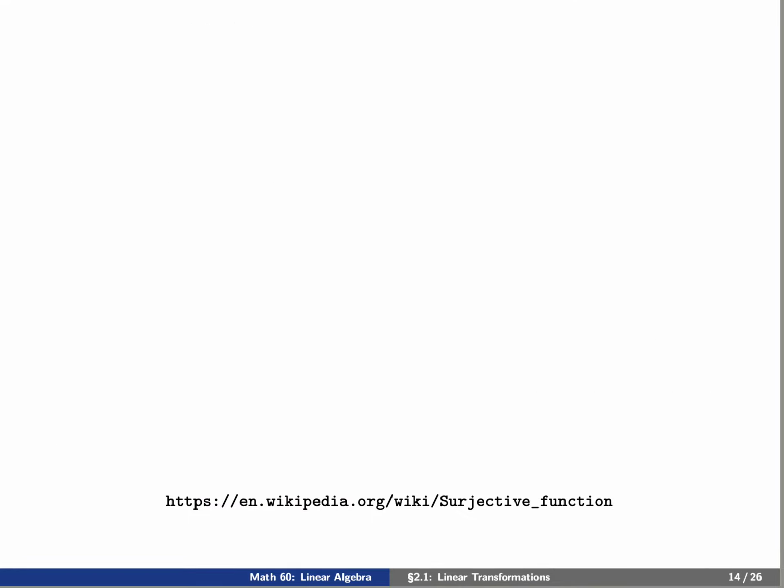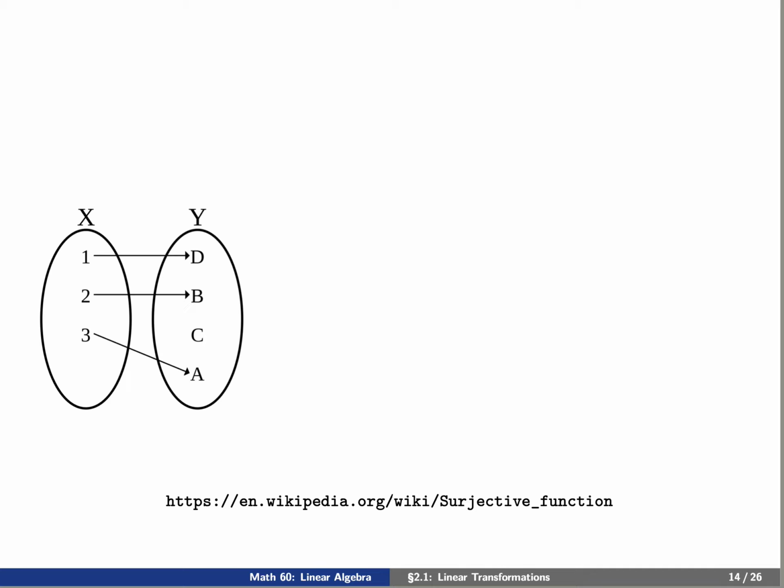Here's a diagram and some examples to help explain some of the words that we've introduced so far. Consider the following map. Recall that capital X is the domain and capital Y here is the codomain. Inside of the domain, we have the numbers 1, 2, 3, and inside of the codomain, we have the letters A, B, C, and D. You'll see here that our map is well defined because for each number in the domain, we have at least one letter in the codomain. This map is 1 to 1 because each element in the domain maps to exactly one element in the codomain.